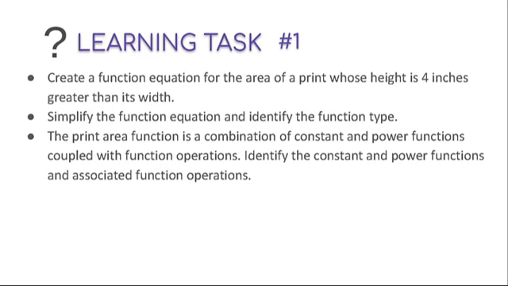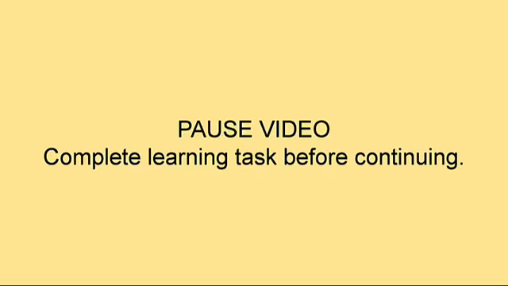Learning task 1. Create a function equation for the area of a print whose height is 4 inches greater than its width. Simplify the function equation and identify the function type. The print area function is a combination of a constant and power functions coupled with some function operations. Identify the constant and power functions and associated function operations. Pause the video and complete the learning task before continuing.